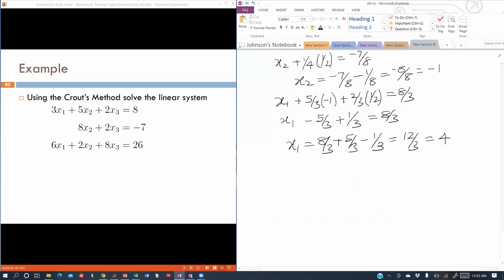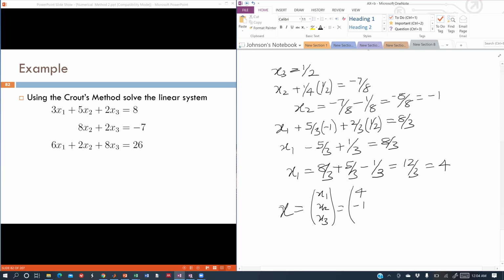So as in the previous solution of the same problem, our x vector, x1, x2, x3, is coming out as x1 is 4, x2 is minus 1, and x3 is 1 over 2. And this answer is the same as what we got using the previous decomposition method. And that is the first approach of the Crout decomposition. So this gives us the first solution of the first approach of the Crout decomposition.